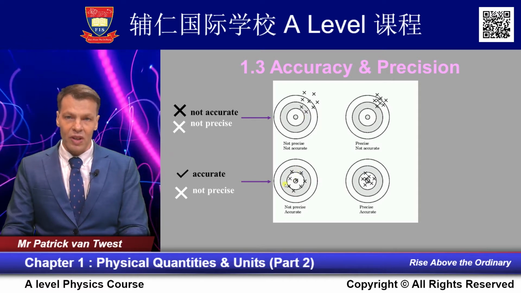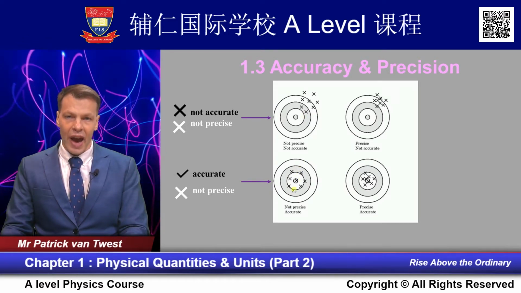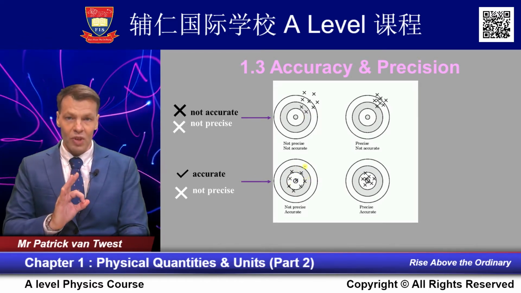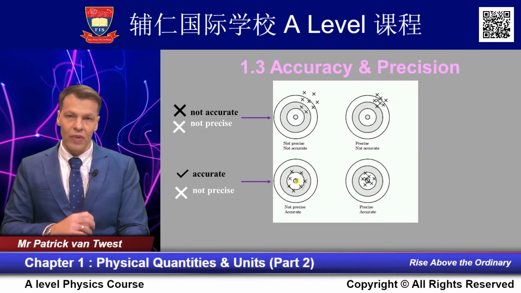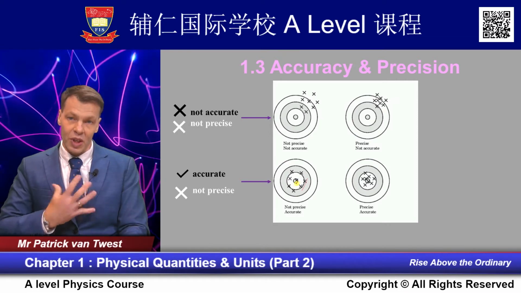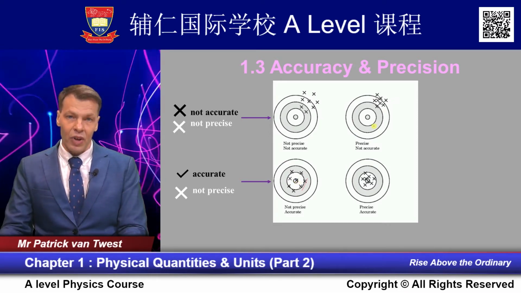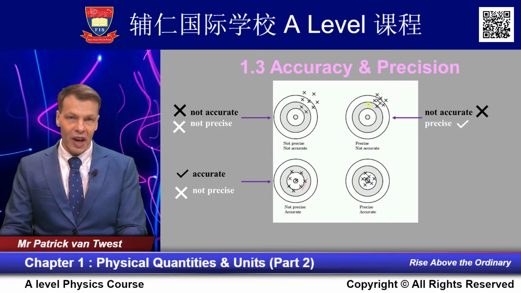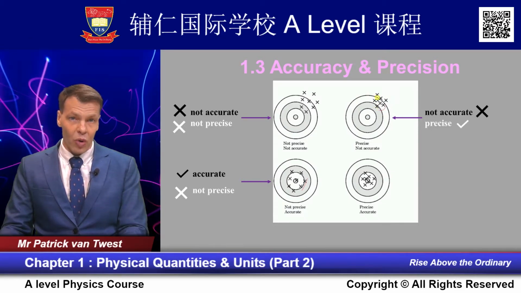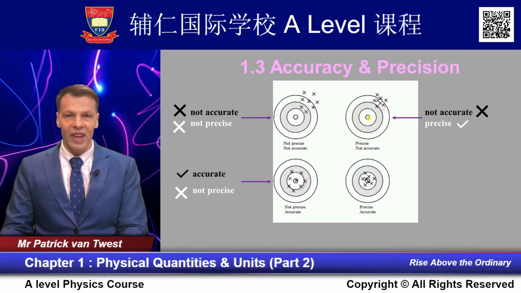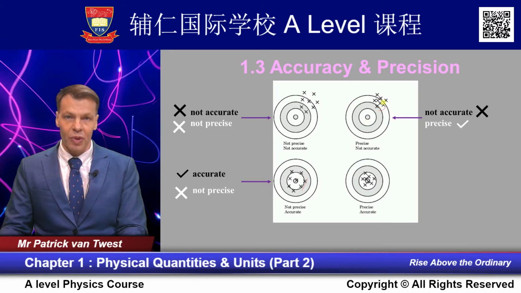Whereas if you go down to this one here, you'll see these are accurate results because they're centered on the true value, they're averaged out to the true value, but they're not very precise, they're spread out again. If we go up here, these ones are very precise, so all the results are very close together, but they're not accurate. They're still far from the true value.